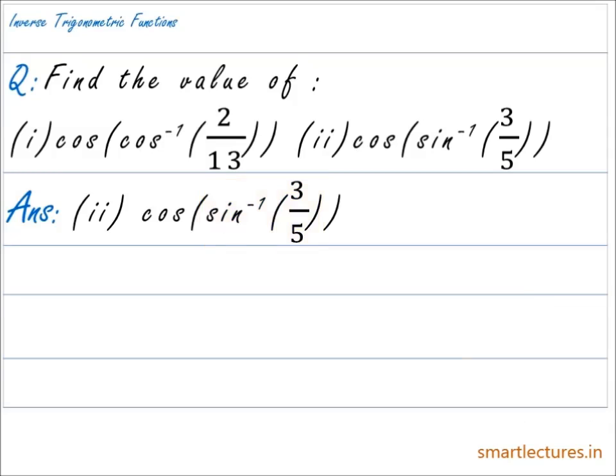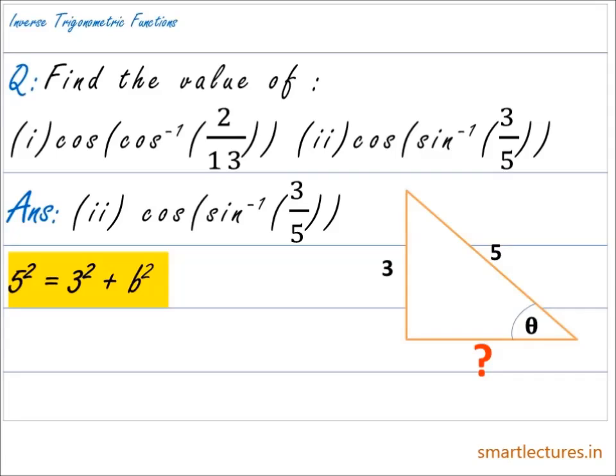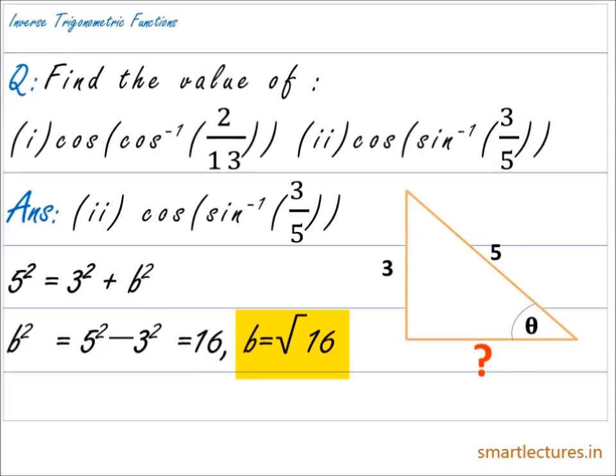So let's draw a right angle triangle. Here if the measure of perpendicular is equal to 3 units, then the value of hypotenuse is equal to 5 units. And here we don't have the value of the base or the adjacent side. As per the Pythagoras theorem, the square of hypotenuse is equal to the sum of squares of perpendicular and the base. So 5 square is equal to 3 square plus the square of base. Or b square is equal to 25 minus 9, which is equal to 16. That means b is equal to the square root of 16, which is equal to 4. So now base is equal to 4.